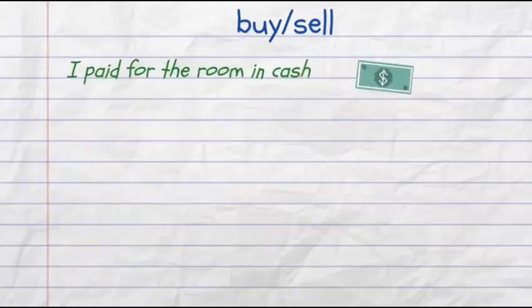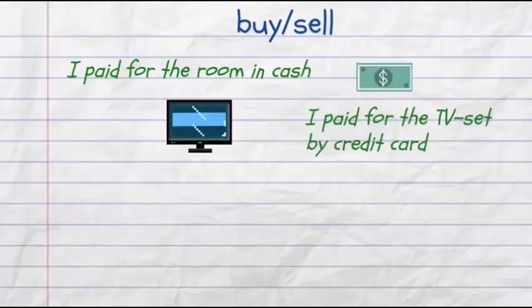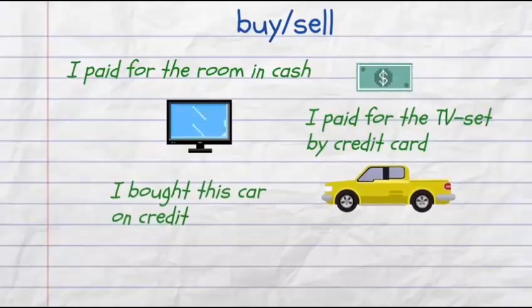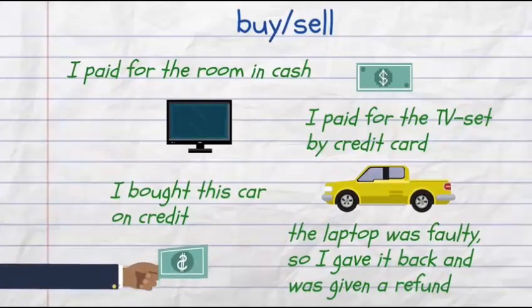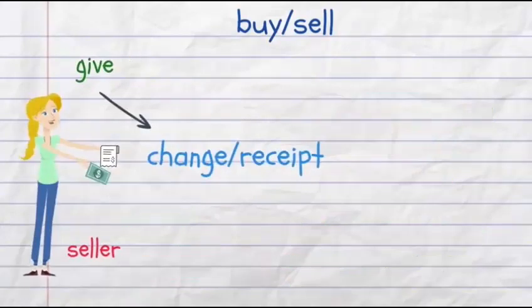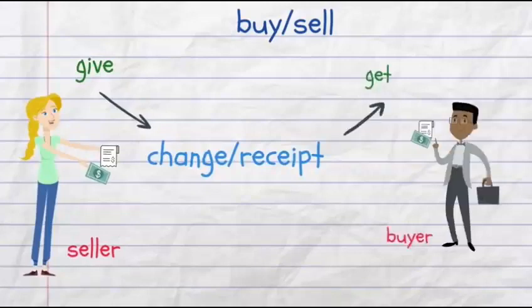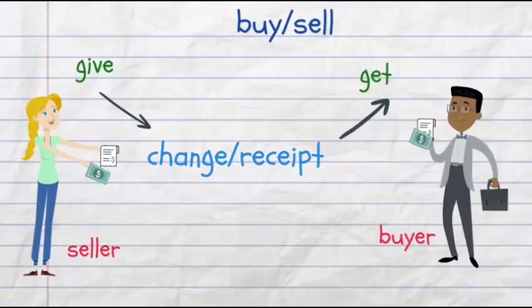For example, I paid for the room in cash. I paid for the TV set by credit card. I bought this car on credit. The laptop was faulty, so I gave it back and was given a refund. When you pay the seller more than the goods cost, the money they give back to you is called change. And you get the change together with a receipt, a document proving that you have paid.